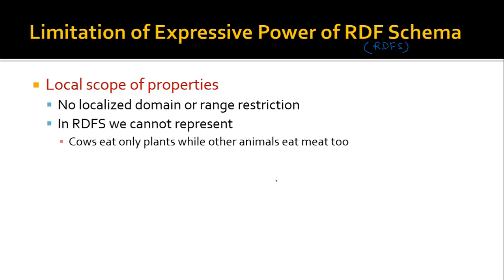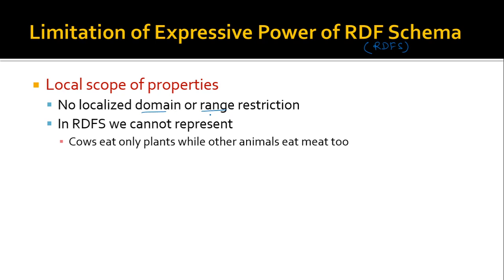Now, why are we going for another language? You know that RDF Schema, which is basically RDFS, was powerful enough to represent knowledge about RDF data, right? So let us see why we are going for a new or more expressive language like OWL. First, the properties in RDFS: what kind of constraints can you define on a property? You can define either the domain and the range of the properties, right? Now in RDFS, this domain and range are not localized.